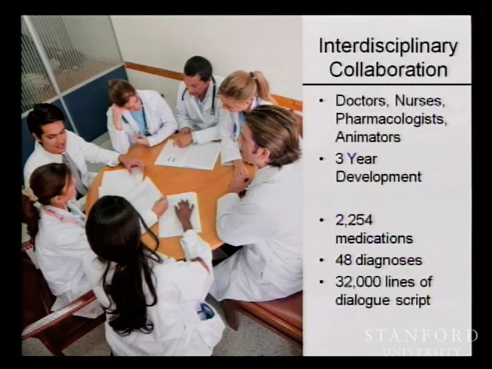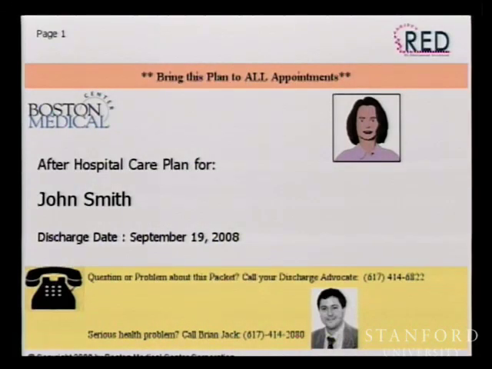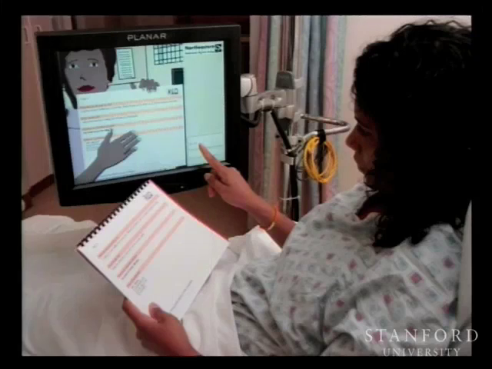mostly around medications, the most commonly prescribed medications in their formulary, and the most common diagnoses. This is deployed on a general medicine floor of the hospital, so we take all patients, regardless of what their condition is or what their medications are. The way the system works is at discharge time, a study nurse sits down and enters their information into our system. We print out the after-hospital care plan. We download that to the cart, wheel it up next to them, and then they have this half an hour long conversation with the nurse.